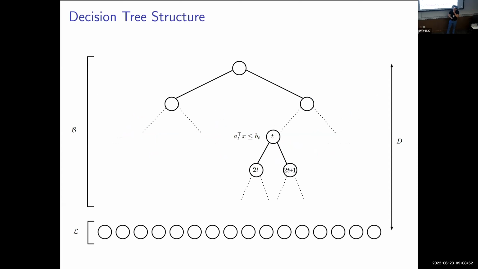So just to emphasize what these variables actually mean, here's the decision tree structure. We have a node T, its left and right children are 2T and 2T plus 1. And at T, you have this branching hyperplane. That's the rule used to decide how points are sent down. And the red edges in this tree correspond to the path that a data point xi would actually take to go down to a leaf. And it arrives at node T.